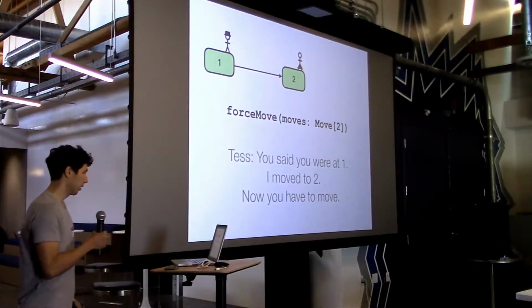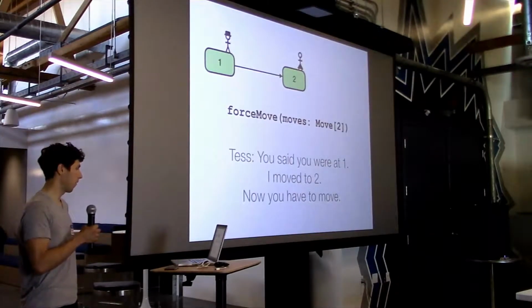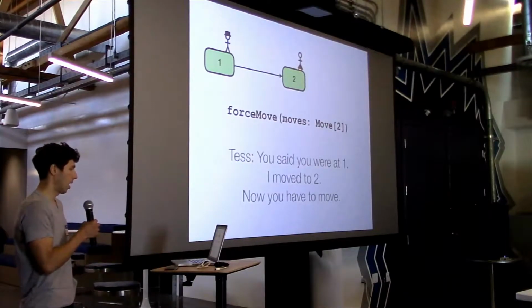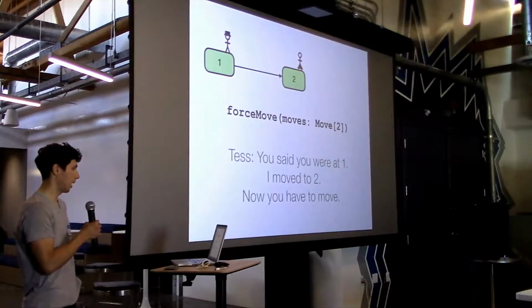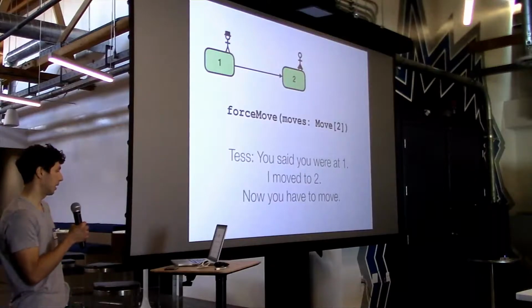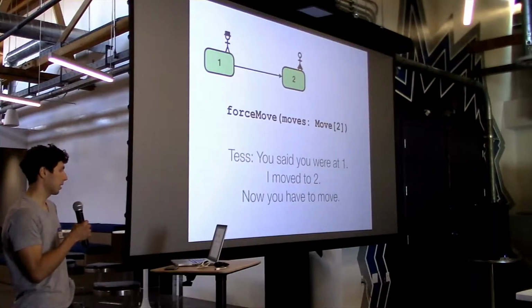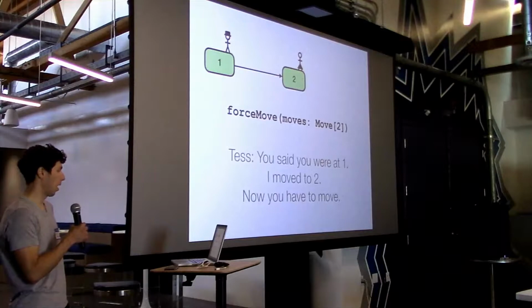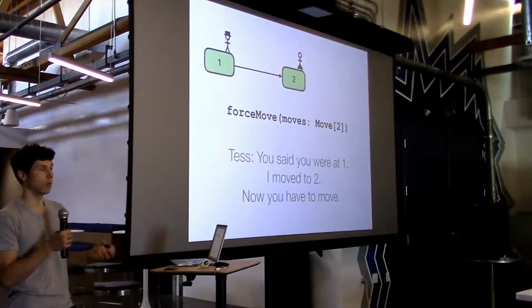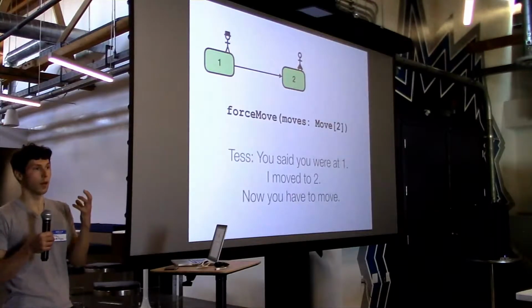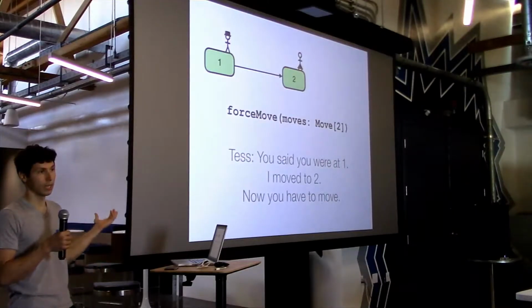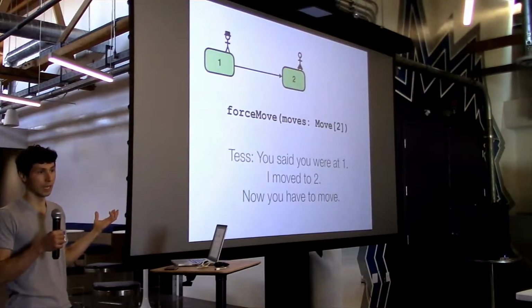So we have our favorite characters. We have Matt and Tess. So this is our state. Tess plays force move presenting state 2, right? And Tess says, hey Matt, you were at state 1, and I moved to state 2. Now you have to move. Why would she ever play a force move on the chain, right? Well, it could be because Matt is just ghosting and not cooperating.